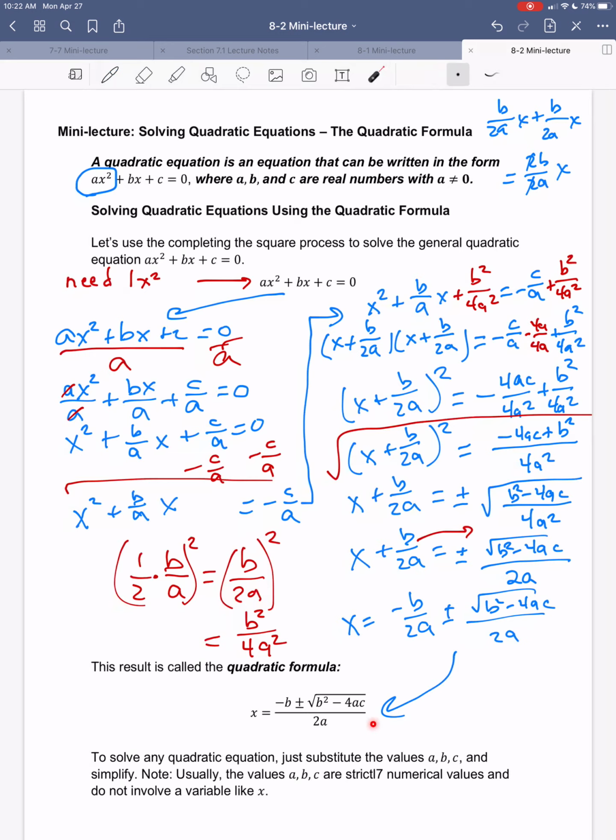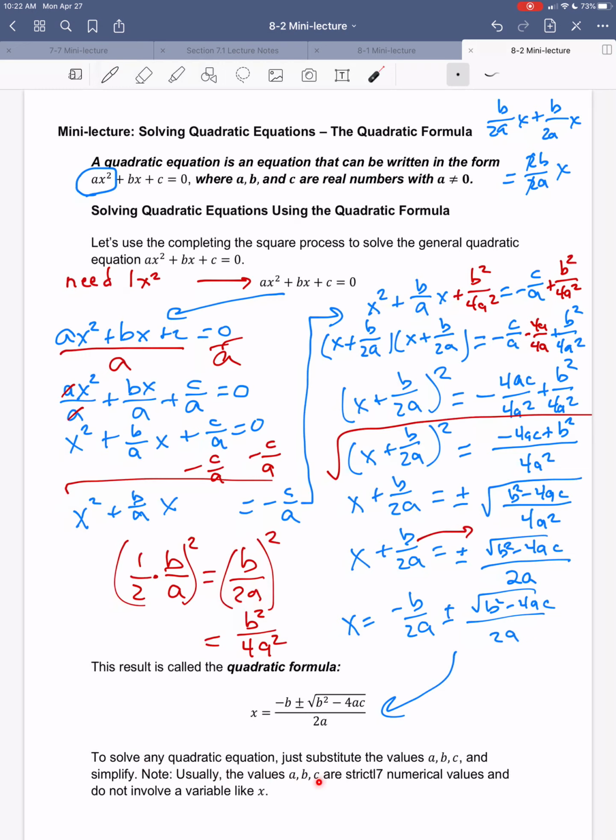This is called the quadratic formula. x equals negative b plus or minus the square root of b squared minus 4ac all over 2a. To solve any quadratic equation, we just substitute the values a, b, and c into this formula and simplify.